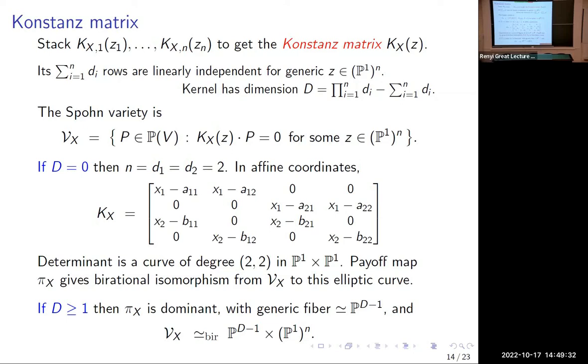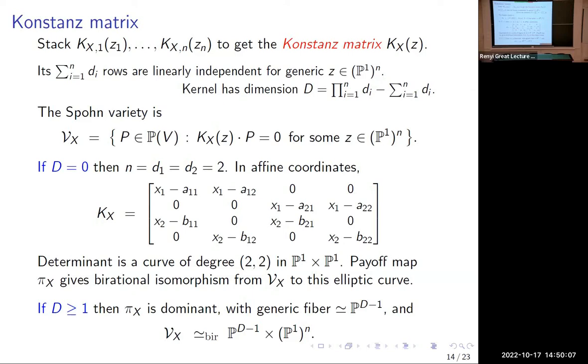Summarizing everything on this slide, we've shown that the Spohn variety is birationally isomorphic to the base times the fiber. The base is the payoff space, and I have linear fibers of constant dimension. Therefore, I've shown it's birational. In this case, it's an elliptic curve, which is not rational, but in all other cases, I've given you a parametric representation of the Spohn variety like this, and it's parametric over specified payoffs.